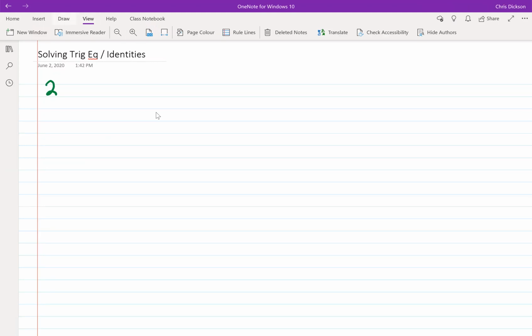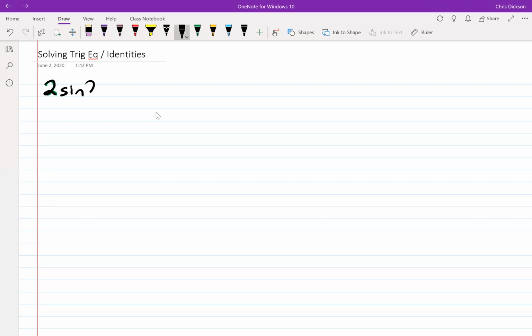So let's take a look at 2 sine 2x plus 1 equals 0. And let's say you're being asked to solve between 0 and 2 pi. I'm going to do a little bit of writing just where this bullet is here. You don't have to copy this part down, just see if you agree with this. This question is a little bit trickier because when I isolate the sine part, I get sine 2x equals negative 1 over 2.